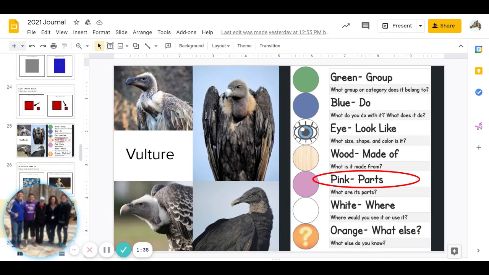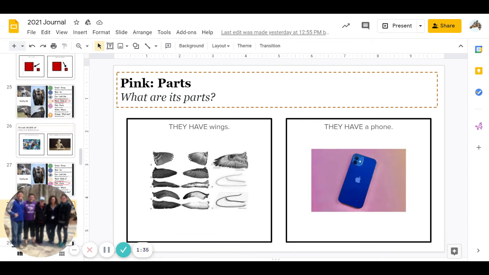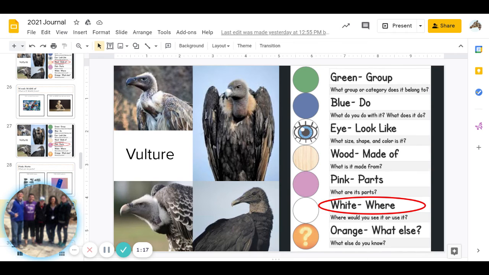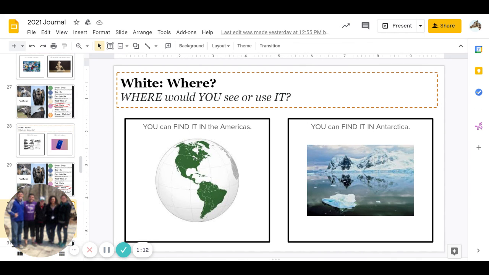Great job. And the next one is pink. What are its parts? Do vultures have wings, or do vultures have a phone? Go ahead and pause to answer. Great job. And then comes a white. Where would you see it or use it? Can you find a vulture in the Americas, or can you find a vulture in Antarctica? Go ahead and pause to answer.